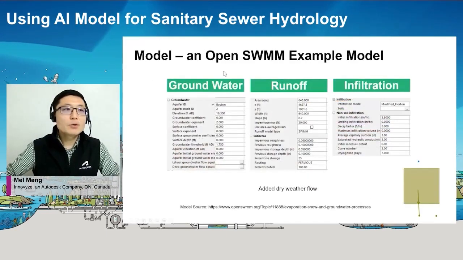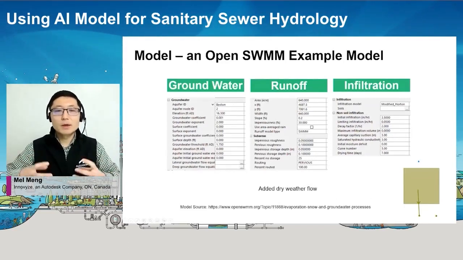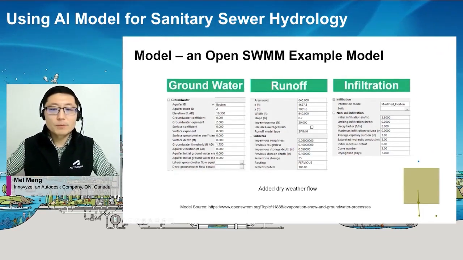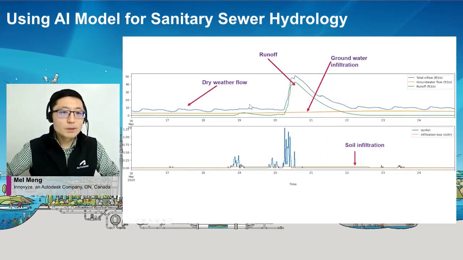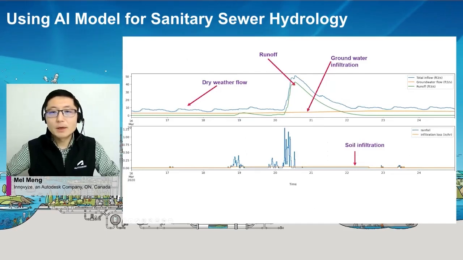And then I used an OpenSwim example model that has groundwater, runoff, and infiltration all turned on, so I can simulate the full hydrology. In addition to these, I also added the dry weather flow to that model. Here is a sample of the model output. As you can see, the top is the model flow, and the others are the different components. You can see the dry weather flow, the general patterns, and the orange is the groundwater. There are some seasonal changes, and also there's runoff when it rains. Soil infiltration is also simulated here. You can see it goes up and down in this graph.